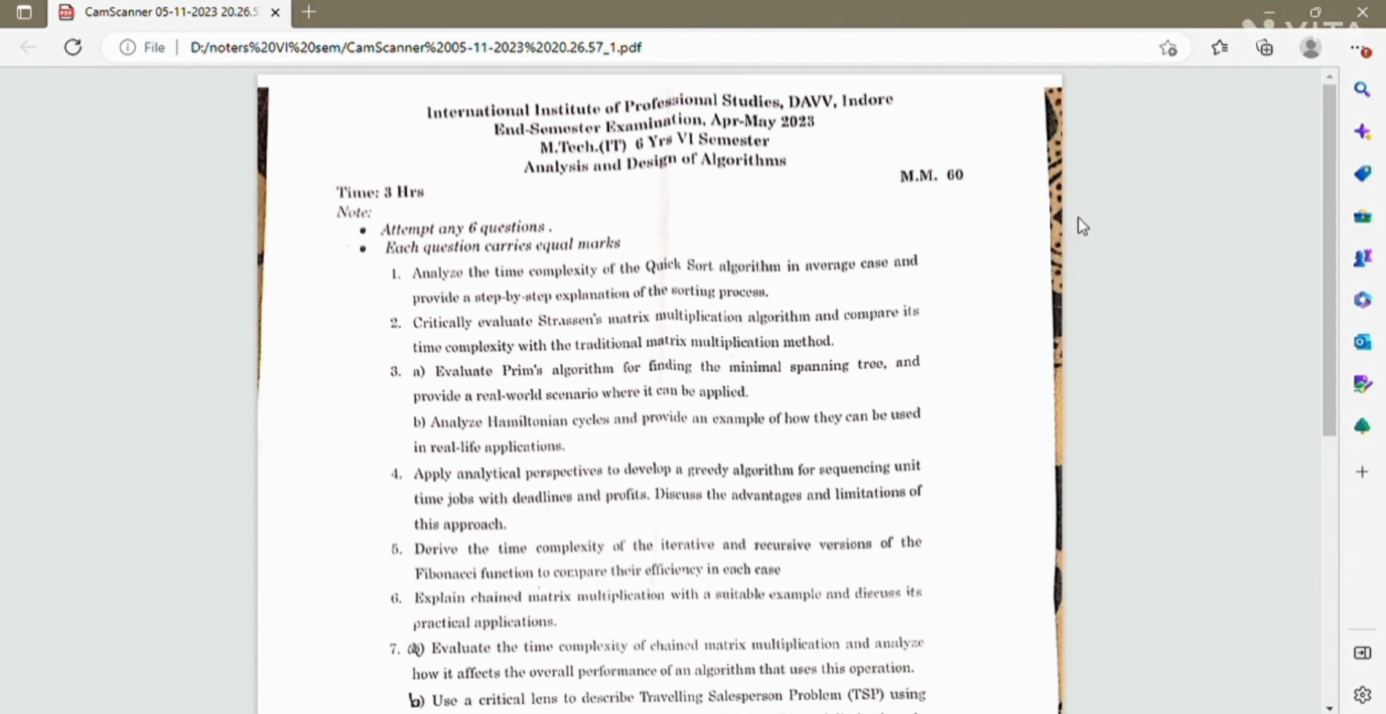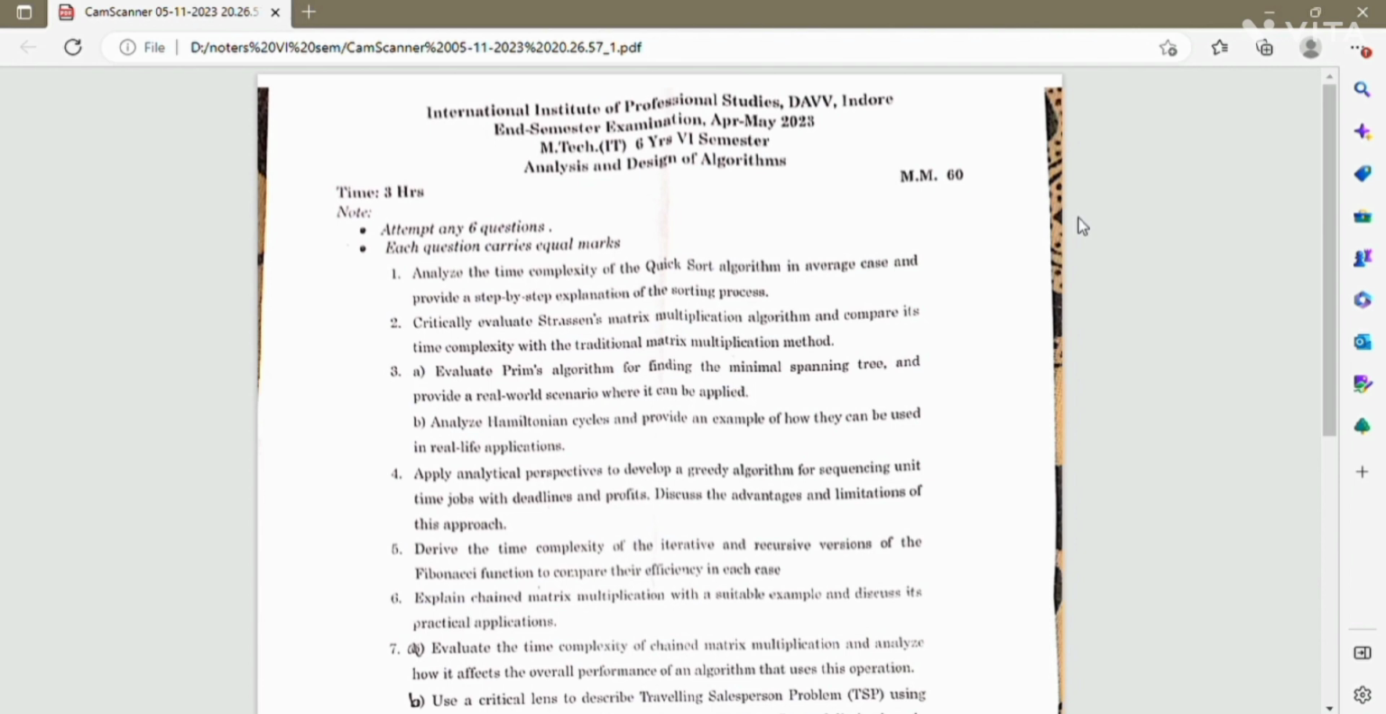So the first question is: analyze the time complexity of quicksort algorithm in average case and provide a step-by-step explanation of sorting process. The time complexity of the quicksort algorithm in average case is order of n log n. To do an average case analysis, we need to consider all possible permutations of the array and calculate the time taken by every permutation, which doesn't look easy.